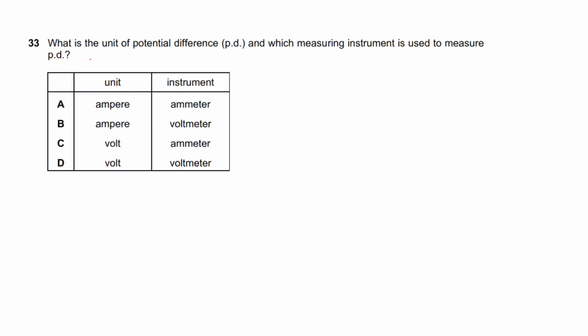Next question, question number 33. It says, what is the unit of potential difference? Potential difference's unit is volts. And what is the measuring instrument used to measure potential difference? Potential difference is measured by a voltmeter. So let's see. Ampere, no. Ammeter, no. Ampere, no. Voltmeter, yes. Volt, yes. Ampere meter, no. Volt, yes. Voltmeter. Answer D is the right choice. So remember, current's unit is ampere and it is measured using an ammeter.